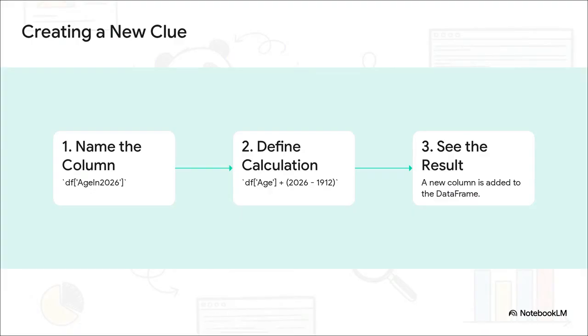But what if we want to create totally new information from the data we already have? Well, it's incredibly simple. Here, we're creating a new column called Age in 2026. All we have to do is define the calculation, and Pandas automatically applies it to the entire age column at once. You don't need to write any complicated loops or anything. It just works, adding a brand new clue to our case file.